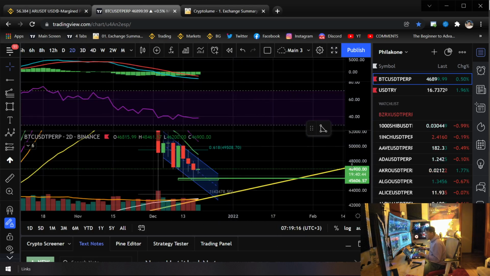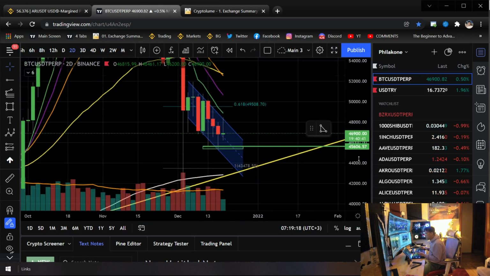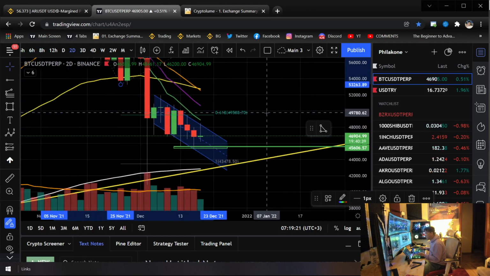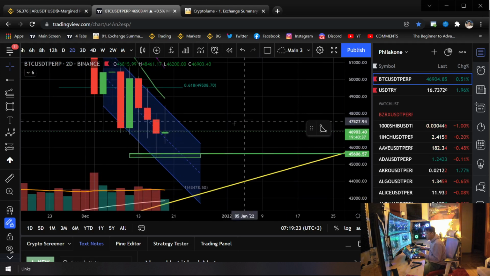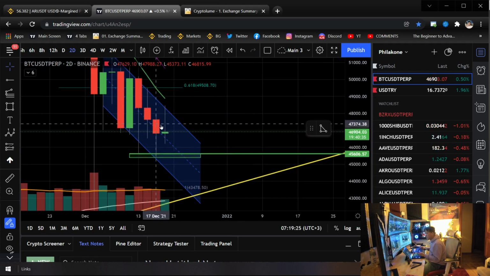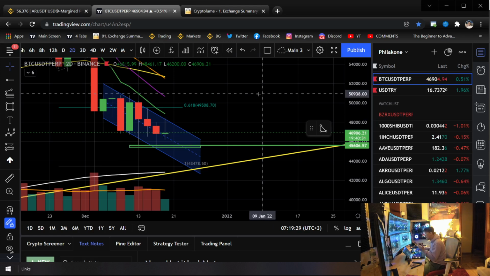Bitcoin's 2-day is actually pretty bullish. It closed just about 4 hours ago. It got a really nice bullish hammer candle. Unfortunately, it was red, but sometimes we can't control what hammer candle we get.